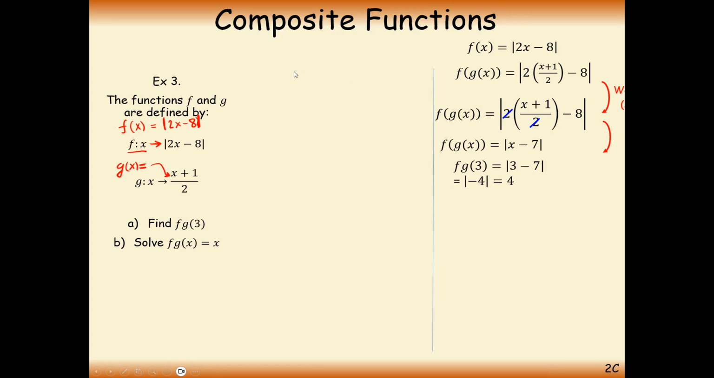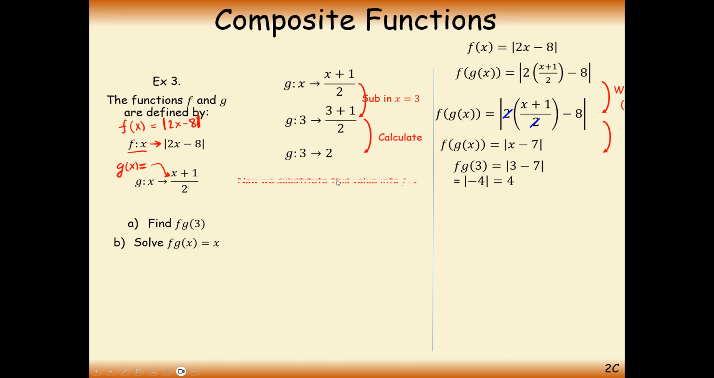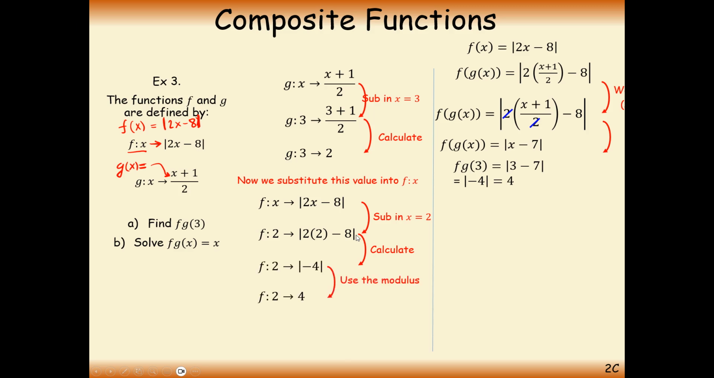I'll show you another way you could have done it. You could have simply put 3 inside of g first. You could have evaluated this expression, 3 plus 1 over 2, which is 2. Then the output of this function goes in for the input of the f function. What we would get is 2 times 2 minus 8, and then take the modulus of minus 4. You'll end up with the same answer. So we've answered part A.